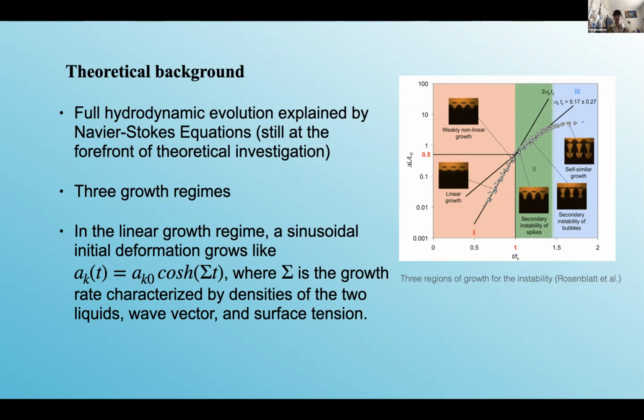That being said, we can roughly categorize the growth of such instability into three categories. The first is the linear growth regime that we're interested in. This basically means the growth rate is constant, and so I think it's easier for us to quantify and investigate. After that, you have your secondary instability of spikes. And then anything after that is, one might say, the chaotic behavior, the self-similar growth regime. So in the linear growth regime, for example, if we have a sinusoidal initial deformation with wave vector k, its growth would look something like what that equation says.